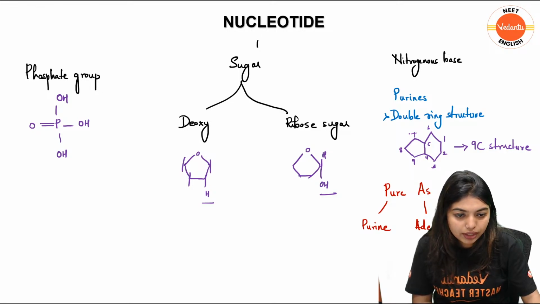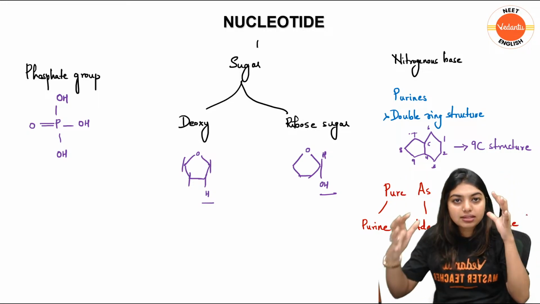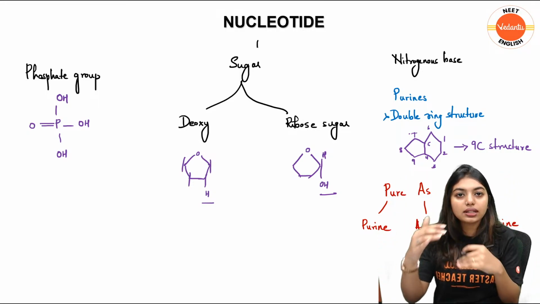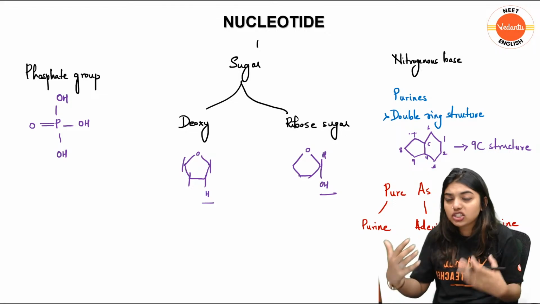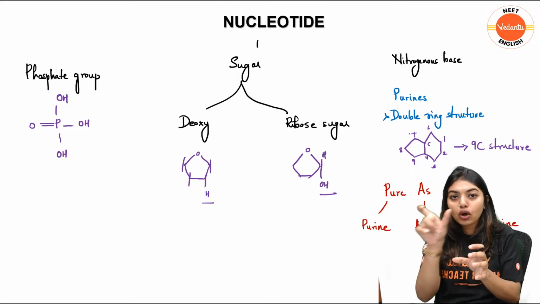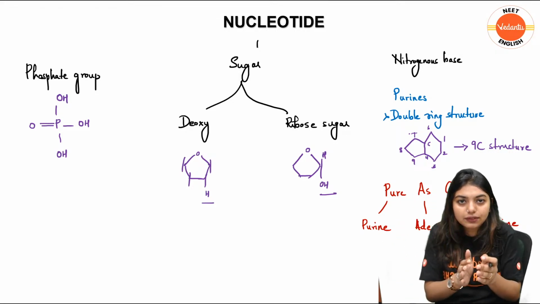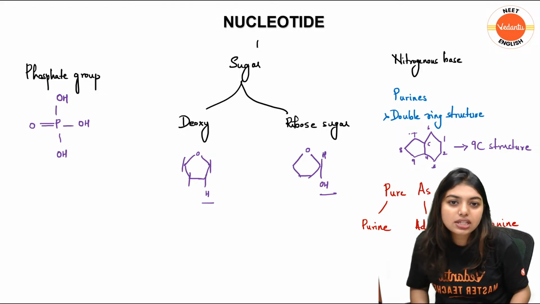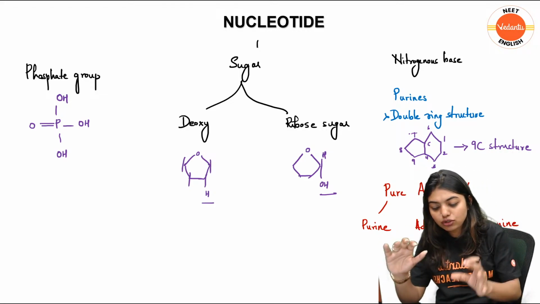G stands for guanine. So I told you, purine is the headmaster. Under the headmaster, many teachers will come. So pure as gold. Purines: A stands for adenine, G stands for guanine. This is all about your purines. As of now, just understand this much.